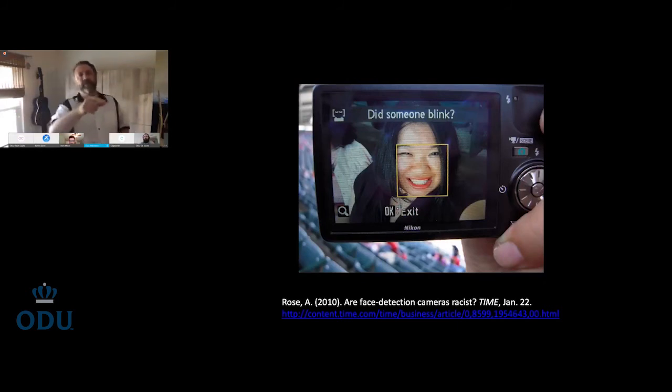Let me give you an example. In a different realm, this isn't with imaging technology, but Oculus Rift, right? The 3D headset.